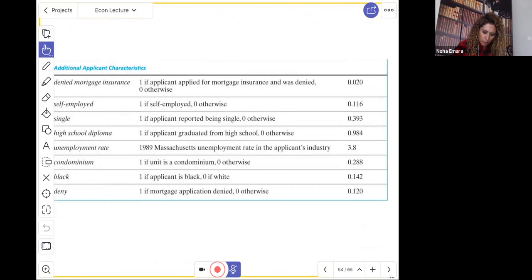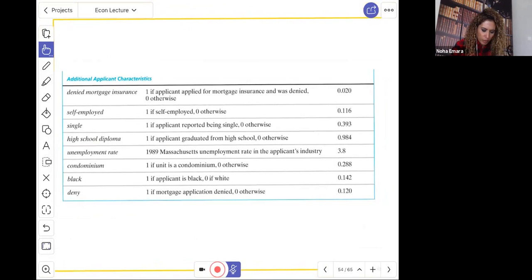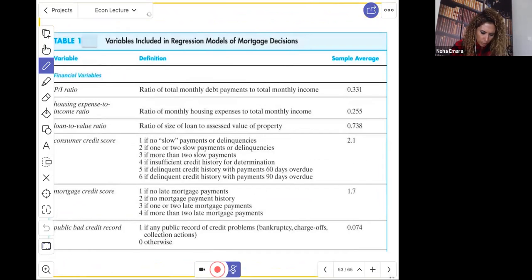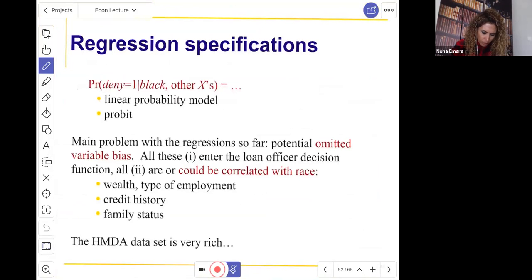Okay, see, this is all the different variables. You have... this is our dependent variable. No, wait, this is not our dependent variable. Where is our dependent? Oh, they don't have it. Okay, so this one, this is our dependent variable.